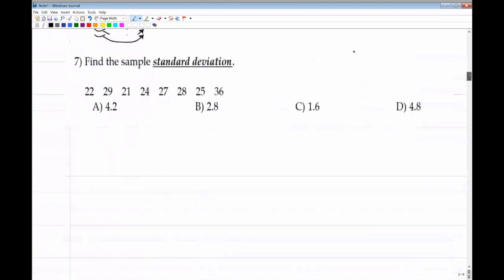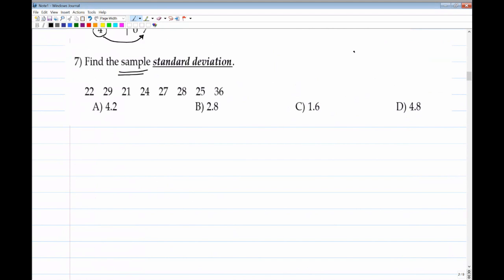So now the next problem, what we have to do is find the standard deviation, and be careful, this is the standard deviation of the sample. So now we'll go ahead and look at how we can create that. The best way is to create that using the table. So here is your x, which is 22, 29, 21, 24, 27, 28, 25, and 36.